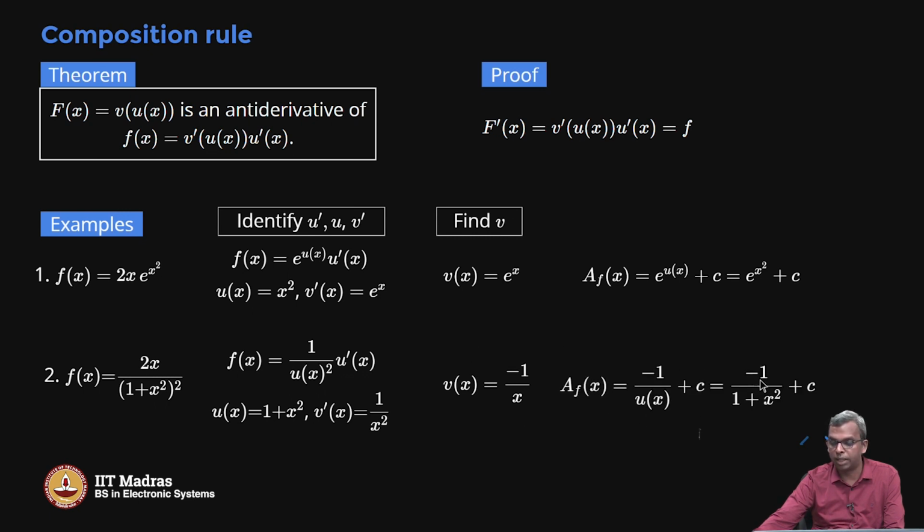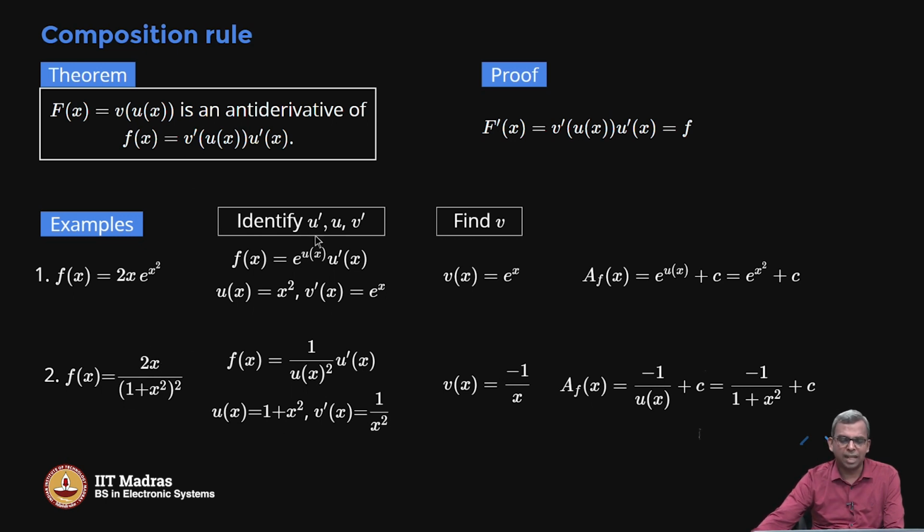It's minus 1 by u of x, minus 1 by 1 plus x squared. Okay. So notice once again, I want to remind you, if I'm given minus 1 by 1 plus x squared, going from there to here is a simple composition rule. On the other hand, if you are given 2x by (1 plus x squared) whole squared, going this side, you have to identify this u of x, and then notice that this 2x is u prime of x.